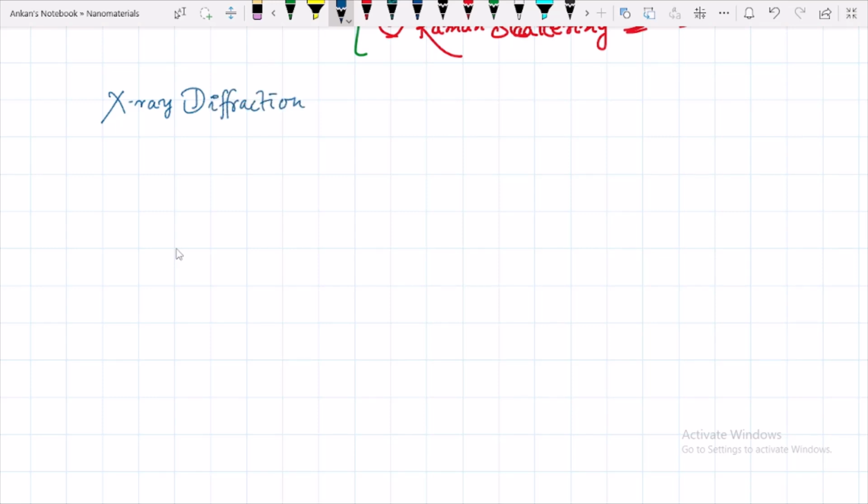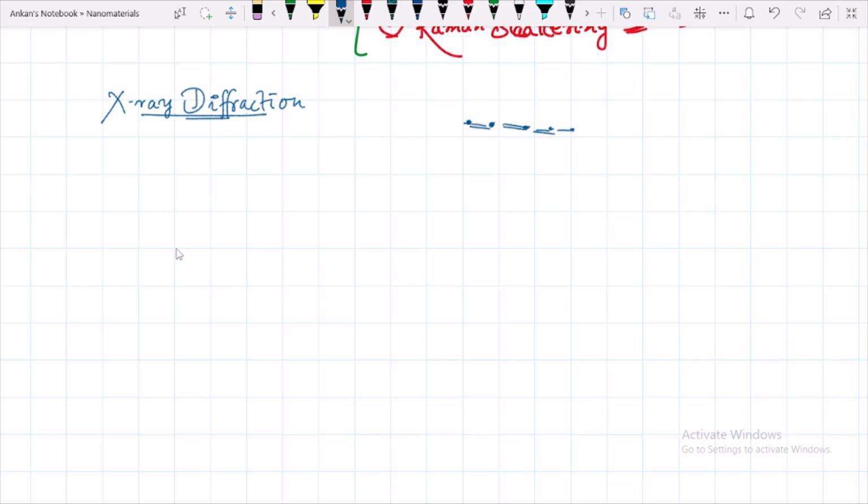As I have already told you, X-rays are of comparable wavelength with that of the atomic spacing present in the crystal. So X-rays are used to study the lattice planes and orientation of the lattice planes of nanocrystals. What is X-ray? Scientist Roentgen, in the year 1901, got the Nobel Prize for the discovery of X-rays.